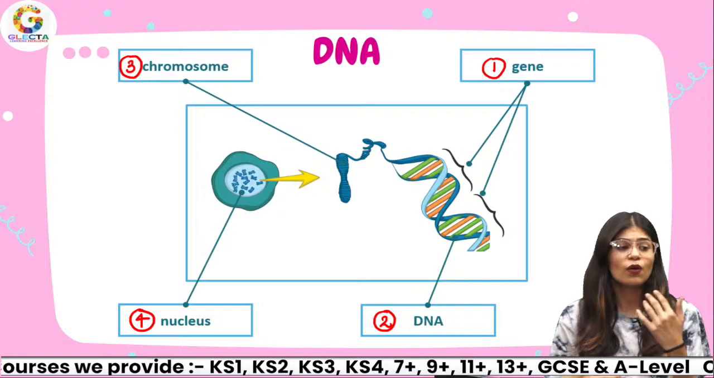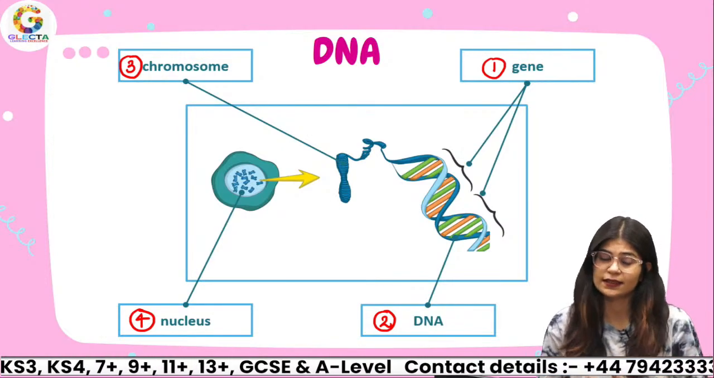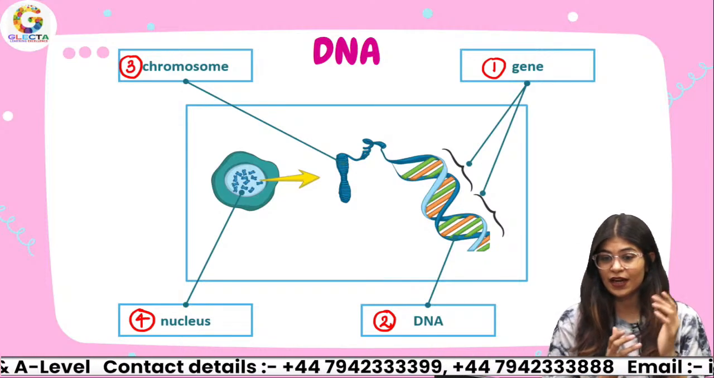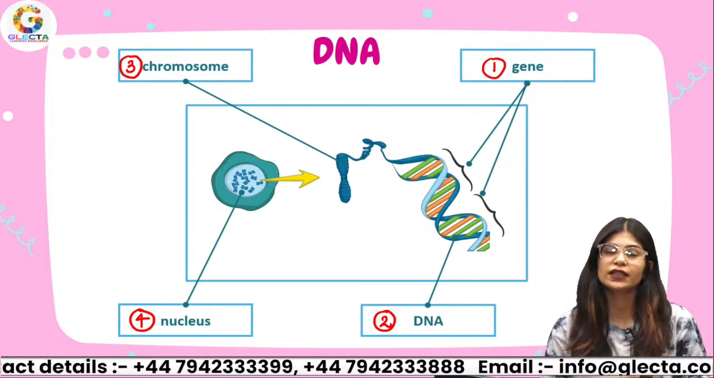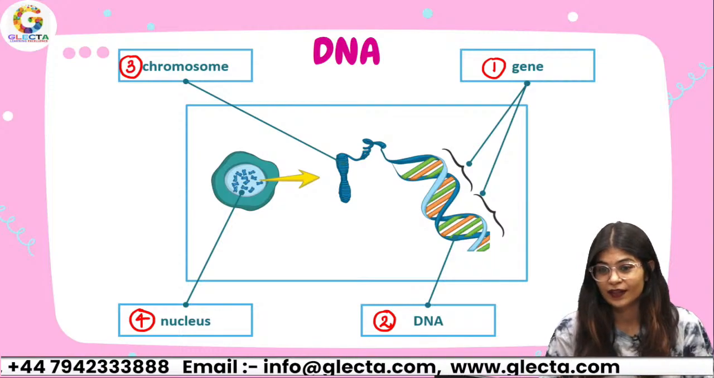Now coming to, why is it that DNA is not the smallest one while gene is? So let's talk about what each of them is. Let me ask you a question first. What do you think the difference between chromosome and the DNA is?